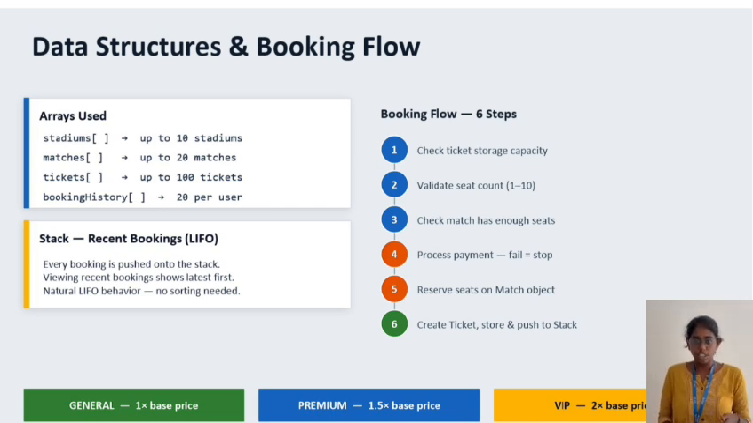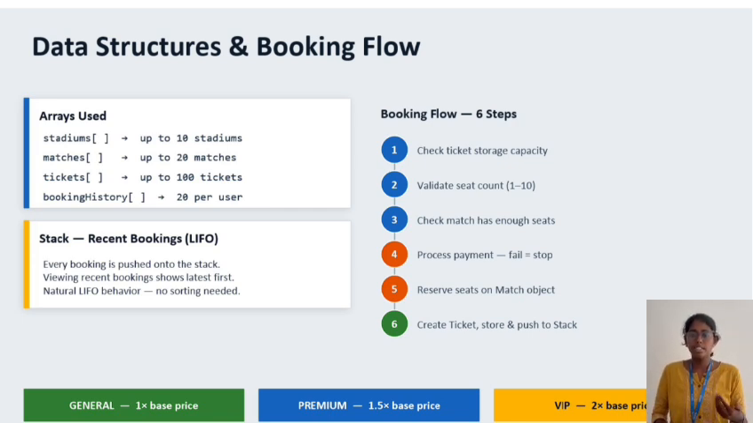Next, the booking flow logic. The first step is to check if the ticket storage is full. Next, we validate the seat count, and it must be between 1 and 10. And then we check if the match has enough available seats. Next, we process the payment. If the payment fails, then the booking stops immediately.